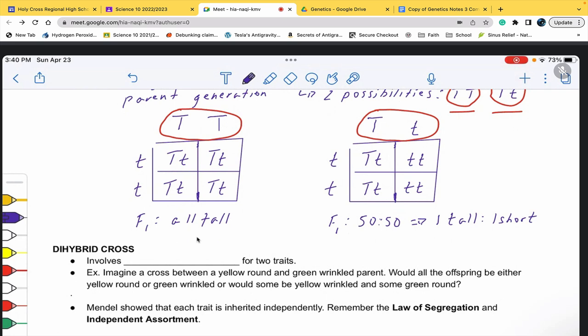So what can we infer or confirm if we had this ratio of offspring? 50% tall, 50% short. We could confirm that the parents must be heterozygous. They must be big T, little t. As opposed to if they all ended up tall, we could confirm that the parents must be of the genotype big T, big T.